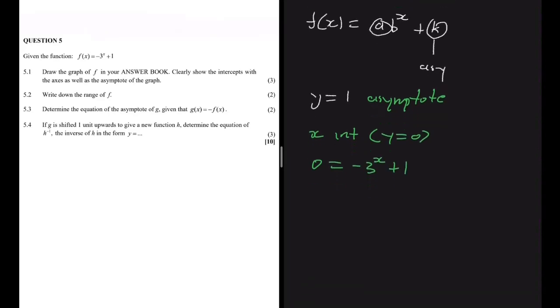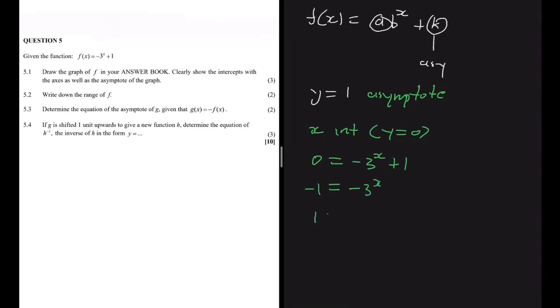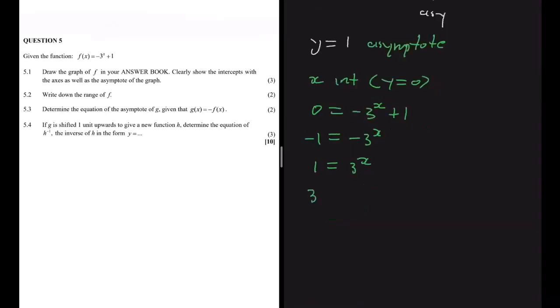So let's take 1 to the left-hand side. We're going to get minus 1 equals minus 3 to the power x. So 1 equals 3 to the power x, right? We can write 1 as 3 to the power 0, and then it will equal 3 to the power x. So if we drop the bases and equate the exponents, we're going to get x equals 0, right? So we have one intercept at x equals 0 and y equals 0.